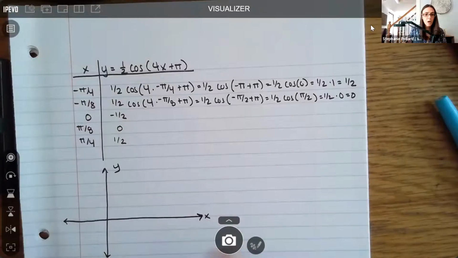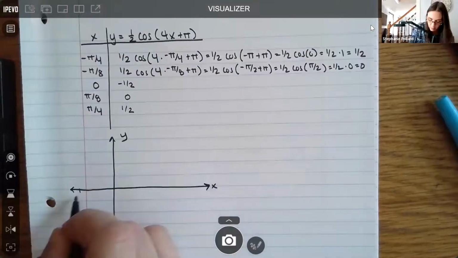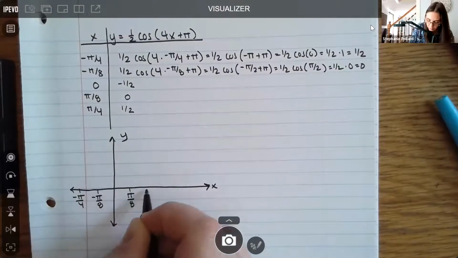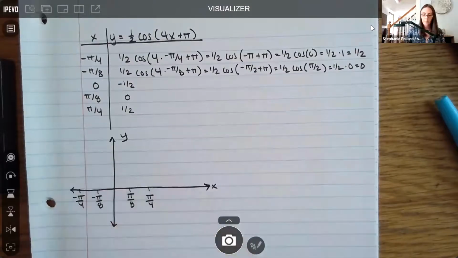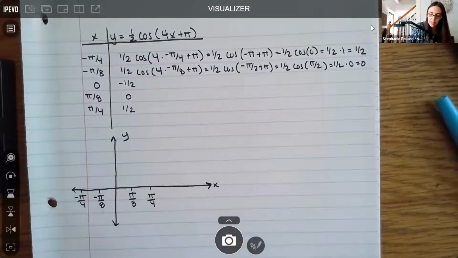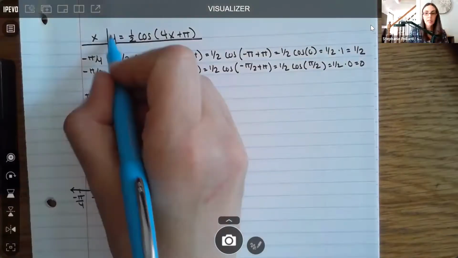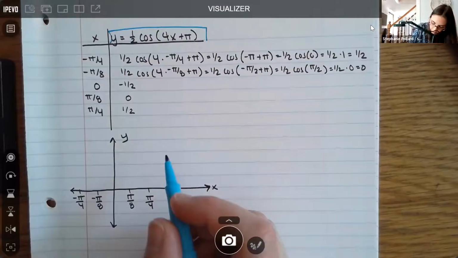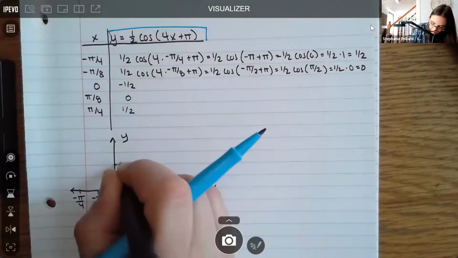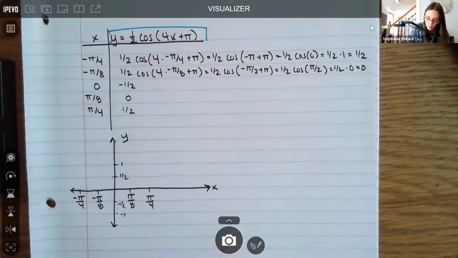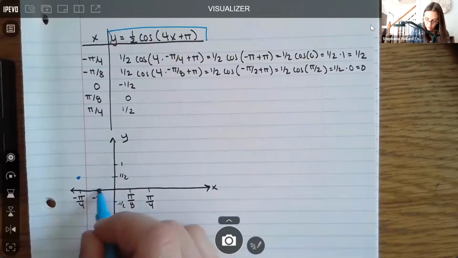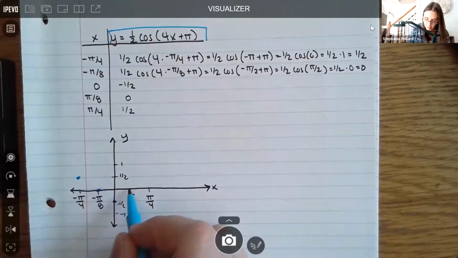All right, so here I'm actually starting over here, negative pi over 4, negative pi over 8, 0, pi over 8, pi over 4, etc. And again, I'm going to just keep graphing in blue here. So at my first value, I'm at 1/2. Why don't we do this as 1/2, 1, negative 1/2, negative 1. So I'm over here at 1/2. At my next one, I'm at 0, and I'm at negative 1/2. I'm at 0, and I'm at 1/2.